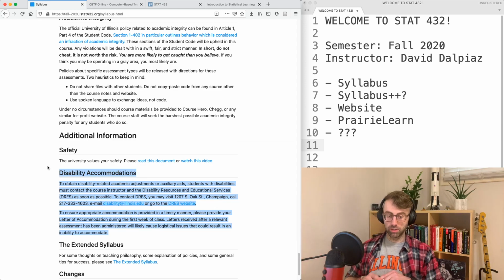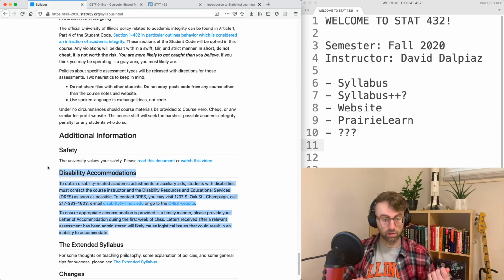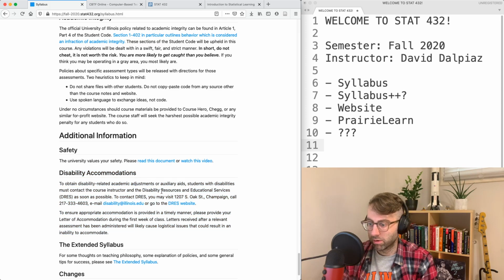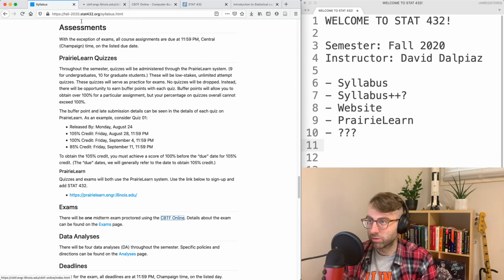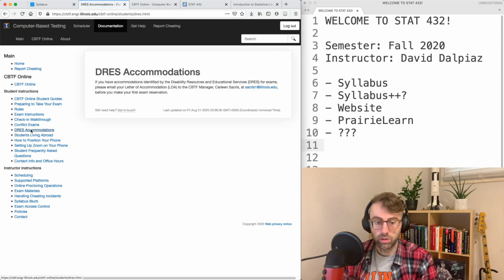DRES accommodations. Two things here. If you have accommodations with DRES, obviously please let me know by providing a letter of accommodation as soon as possible. But more important than that, if you are a student who is registered with DRES, you need to let the CBTF know that. In particular, you want to email Carlene.